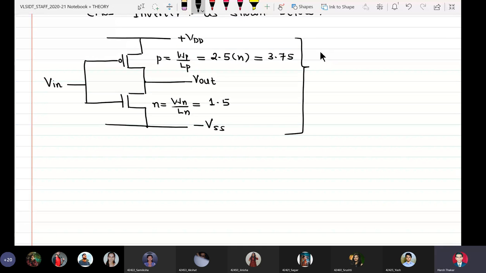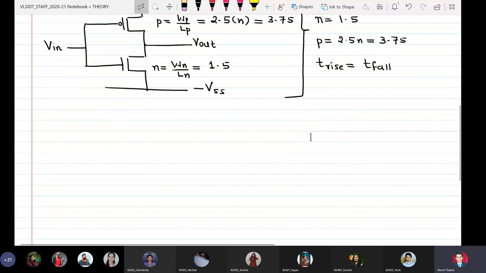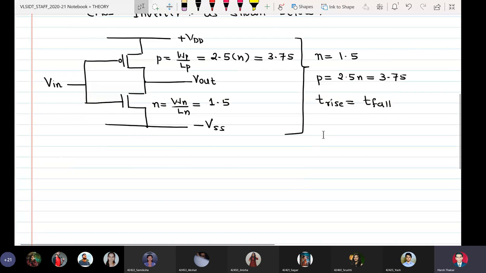And we already justified mathematically, and also proved using simulation, that in a CMOS inverter circuit, only when the size of NMOS n is equal to 1.5, and the size of PMOS p is 2.5 times n, equal to 3.75, do we get T rise equal to T fall.